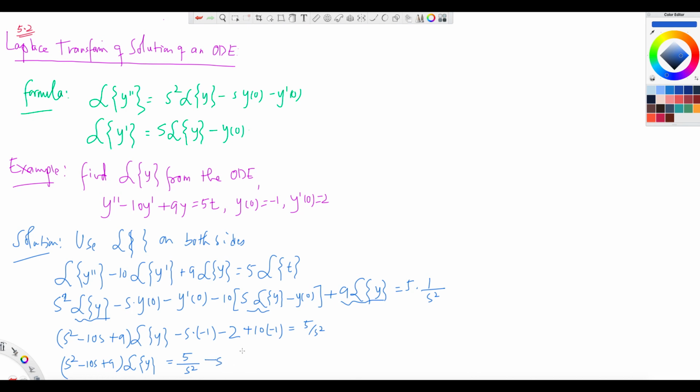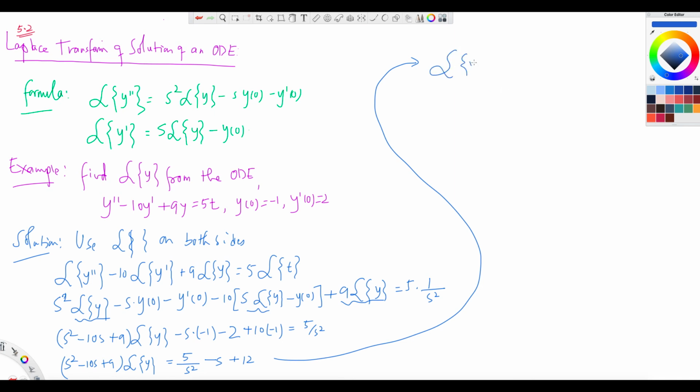And how about the other one? So you will get -2 and then plus 10 times -1 is -10. -2 and minus 10 will be -12 on the left side, but if you move that to the right side, it will be plus 12. That's what you get, right? So what is our goal again? Our goal is to solve for Laplace transform of y.